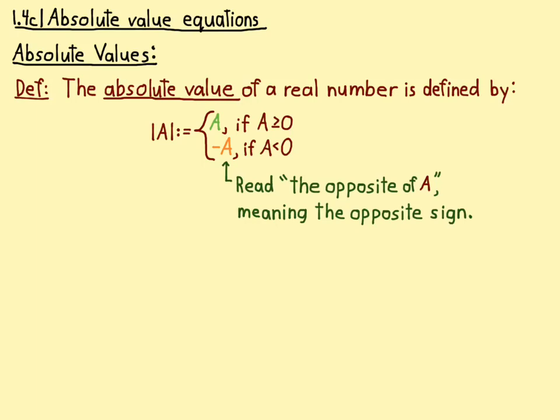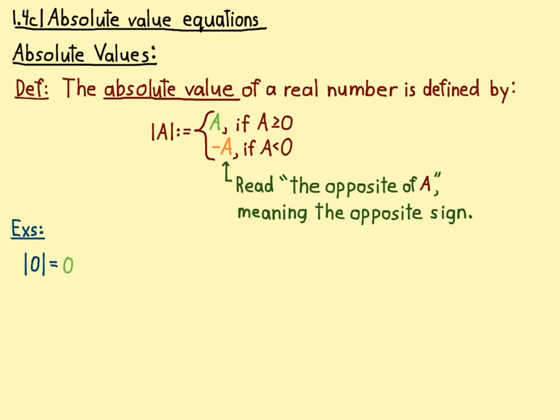So when we're solving equations involving these absolute values with a variable inside the absolute values, we get these two cases. The first one, we just drop the absolute values. The second one, we drop the absolute values and change the sign of what was inside the absolute values. If there were two terms inside the absolute values, you change the signs of both terms. Okay, so that's the opposite of A, meaning the opposite sign. I use that a lot in this course.